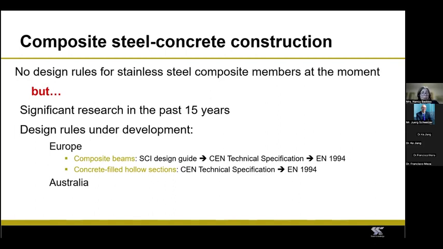In terms of the concrete filled products, there's already a CEN technical specification being written that covers high performance steels. So stainless steel and high strength steel will be included in that, and ultimately it will be included in the Eurocode. In Australia, I understand, based on research carried out here in Australia, there is work towards design rules being included in the standards there.